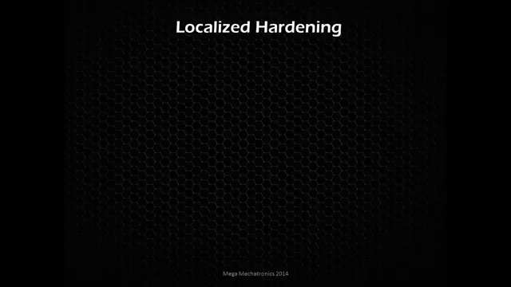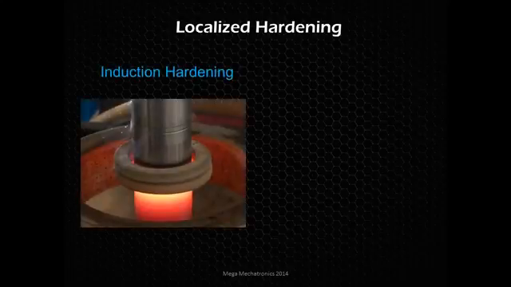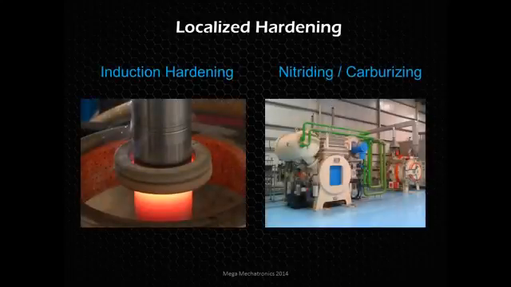Now let's look at localized hardening. There's lots of advantages to localized hardening. Here's some examples. Induction hardening of a shaft. So you see it's going through that inductor ring, and it's using electricity and magnetic forces, and it's heating up just the surface of that material, and it's actually dropping into a quench tank right there in one process.